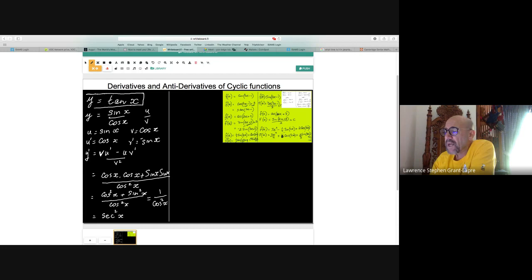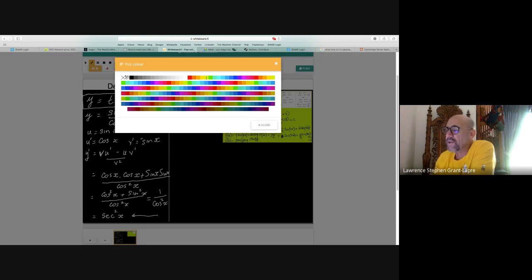Now actually, you are permitted to go directly from y equals tan x directly to sec squared x as the derivative y dash, because it is on the formula sheet. Like the derivative of sine x is cos x, the derivative of cos x is negative sine x, and the derivative of tan x is sec squared x. So you can actually go straight to it.